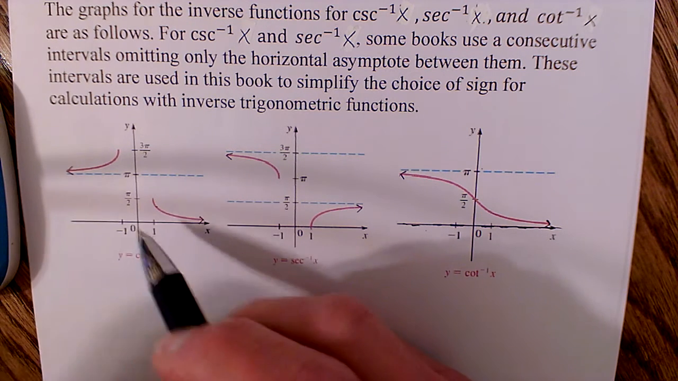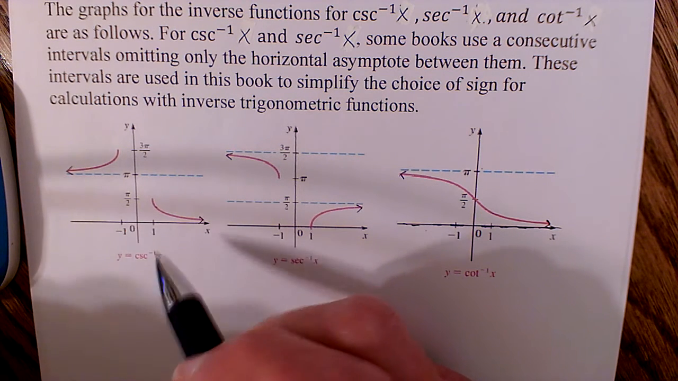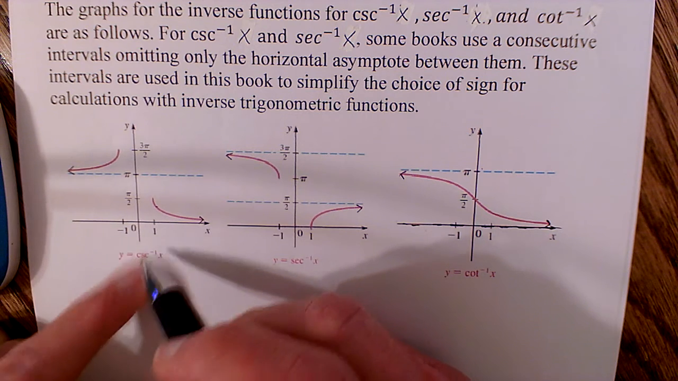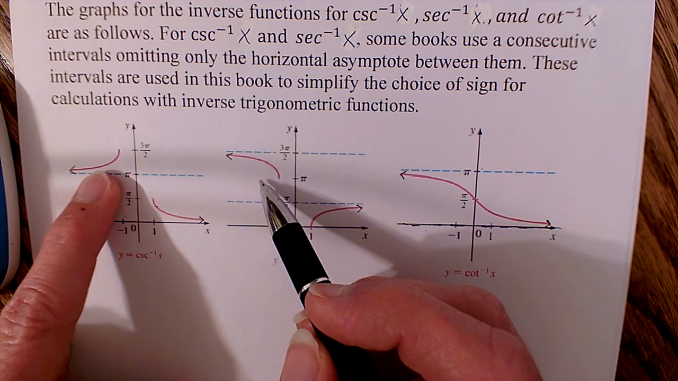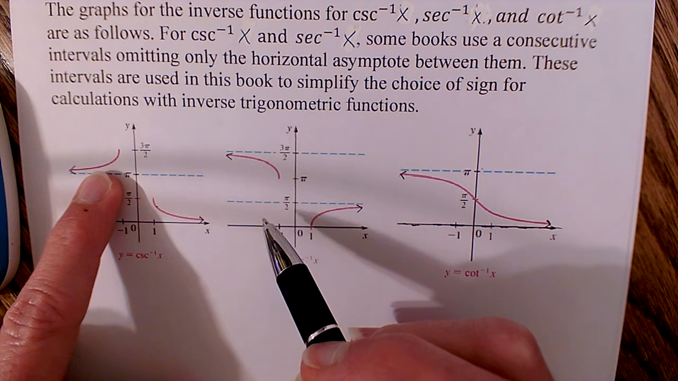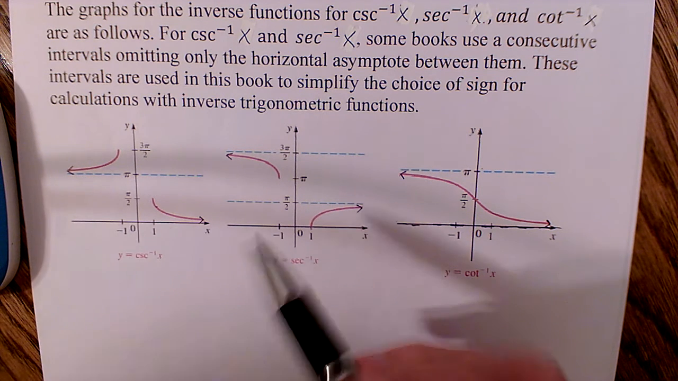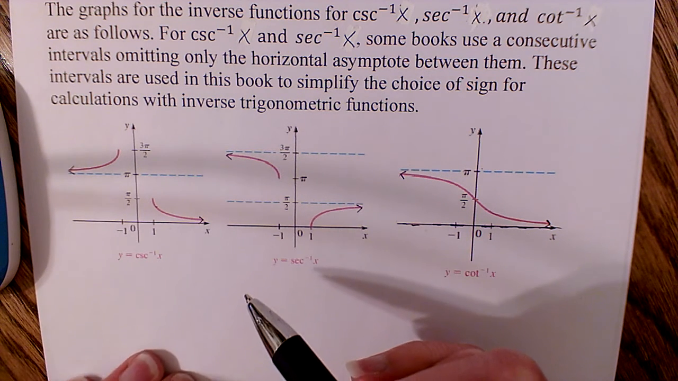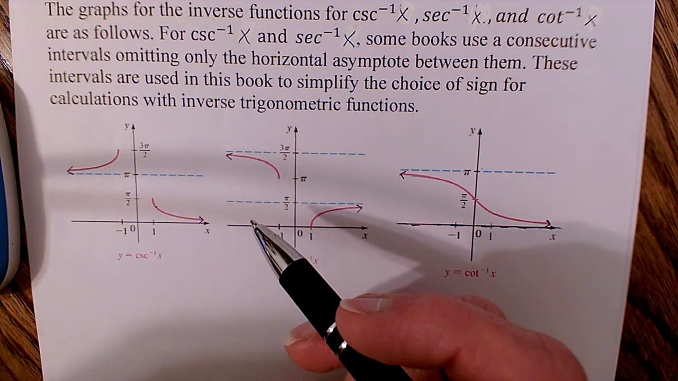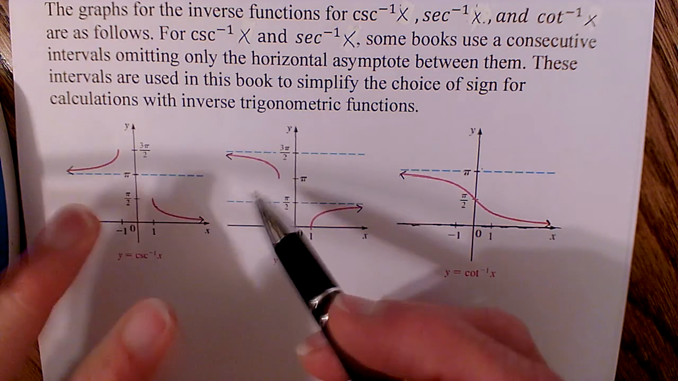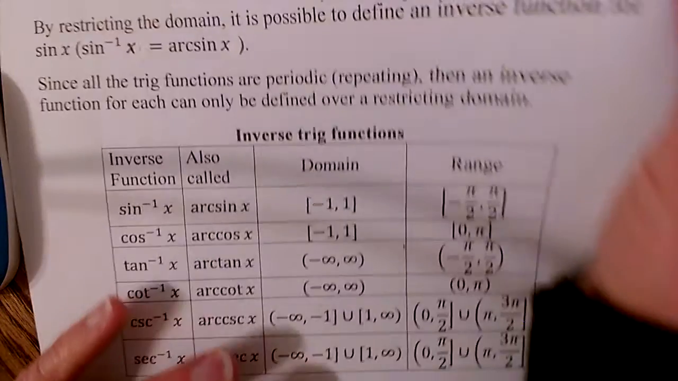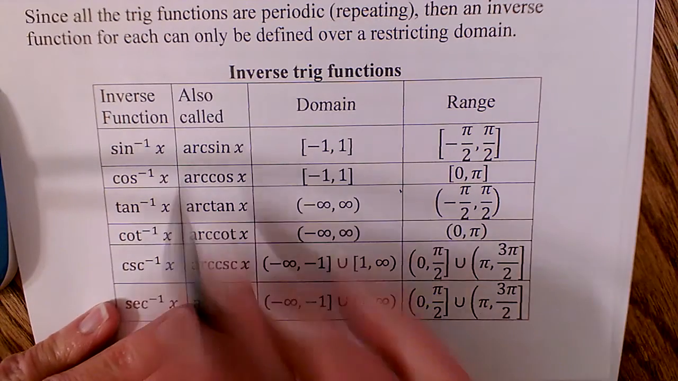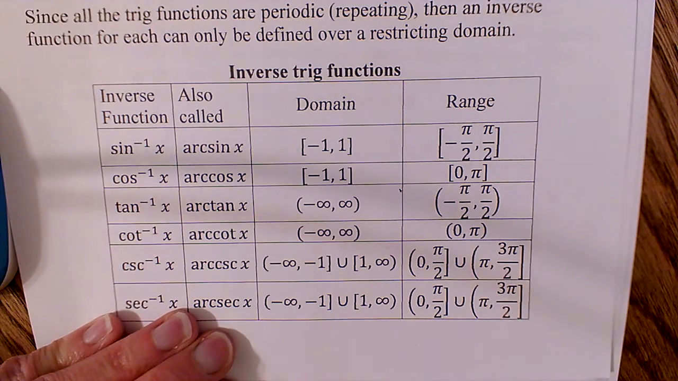Now, some books will use different intervals, unlike ours. Ours chooses the intervals that it does because it makes some of the calculations with inverse trig functions easier. It helps you out when you're trying to work out, wait, is that positive, is it negative? This just helps. And again, all of those domains and ranges, all those intervals, are found over here on the bottom of page 1.